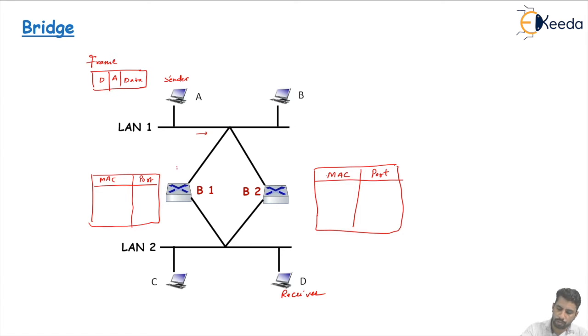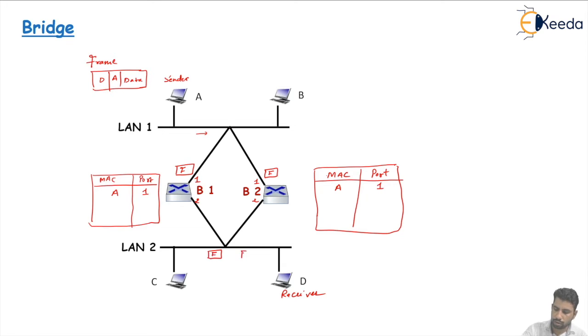Now the frame reaches bridge number 1. Let's make an entry: the source address is A and the port number is 1, received from port number 1. Both bridges are updated. The same happens here. For example, this is port number 1, this is port number 2, this is port number 1 and this is port number 2. Both updated their tables based on the source address A and the corresponding port number 1, and both forward the frame to LAN number 2.